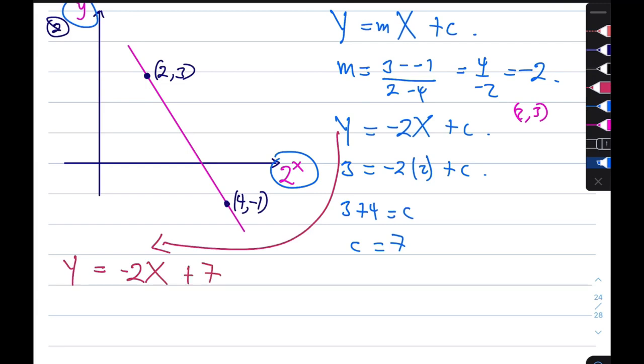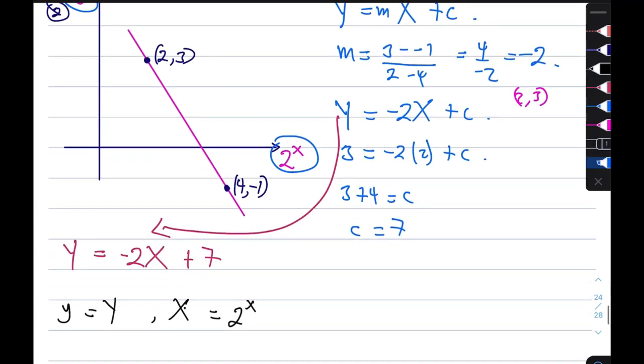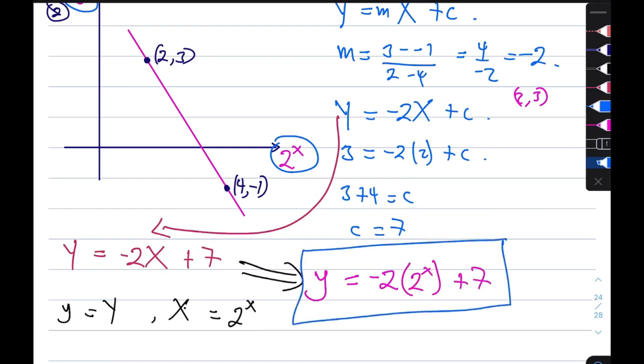However, if you look at the curve, we know that small y would represent the big Y, and then the big X is actually 2 to the power x. Okay, so this would change to become, let's put the small y there, then where we have the big X is now 2 to the power x, okay, plus 7. And indeed, you have expressed y in terms of x, like that.